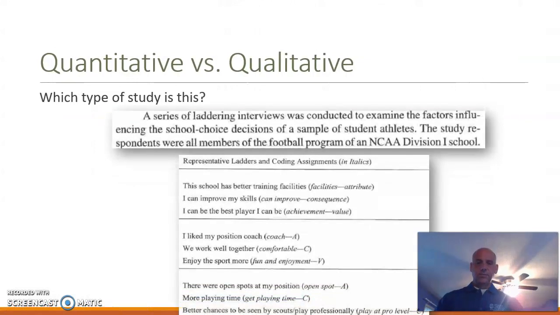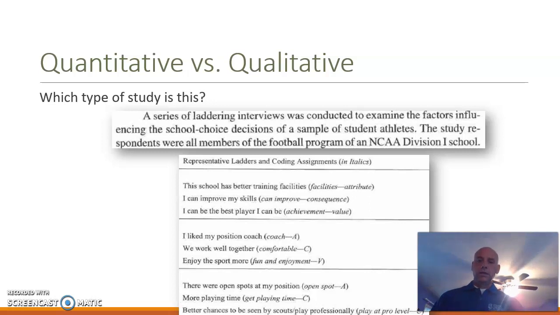Which type of study is this? So just kind of thinking through this. A series of laddering interviews were conducted to examine the factors influencing school choice decisions of a sample of student athletes. The study respondents were all members of a football team of an NCAA Division I school. And so we get these responses like, the school has better training facilities, I can improve my skills, I can be the best player, I like the position coach, we worked well together, and so forth. So what do you think it's going to be?